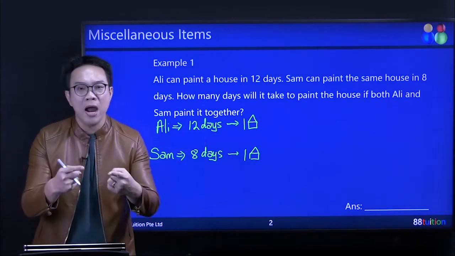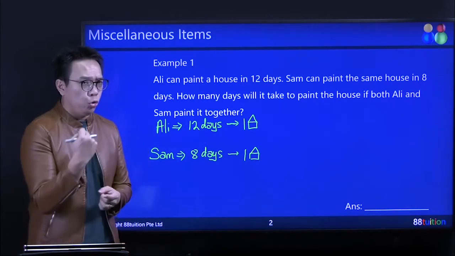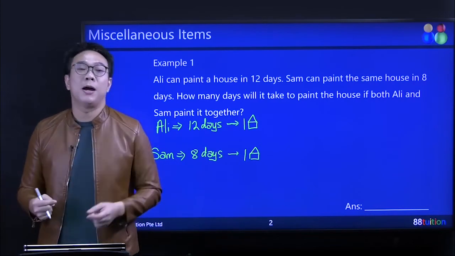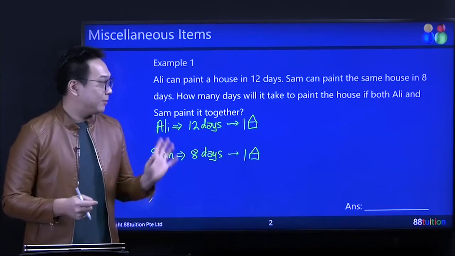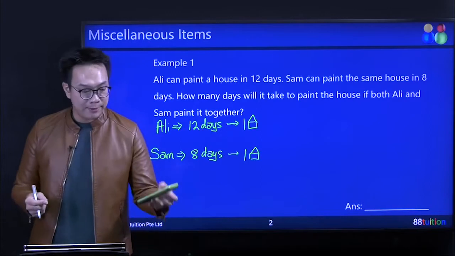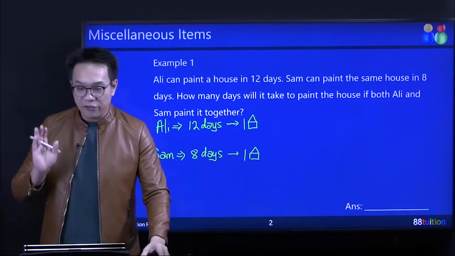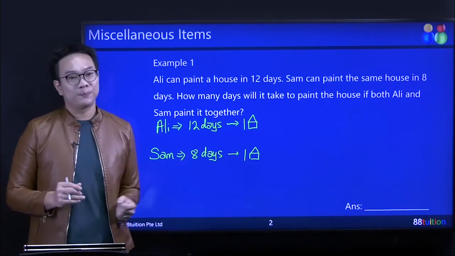But if you combine the power together, when 2 persons combine, what happens? They will be able to paint the house much, much faster. Okay? So this type of question, let's use the calculator lah. Let's use the calculator to assist us. Can? Okay, so the first thing you need to do is to write out the clue.